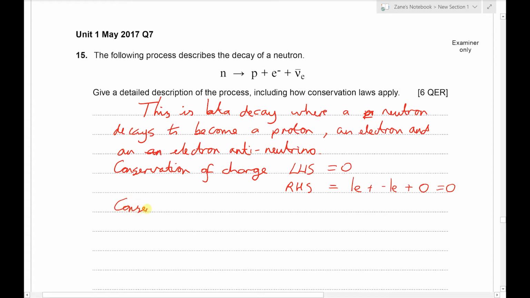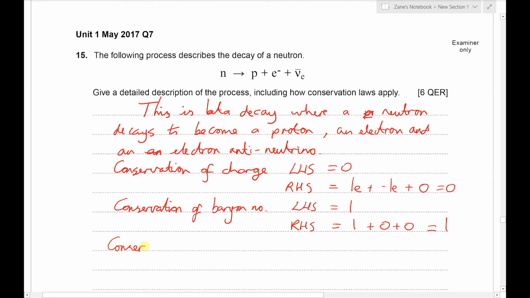We can also apply conservation of baryon number. On the left hand side, a neutron is a baryon. On the right hand side, a proton is a baryon. An electron isn't, and nor is the electron antineutrino. Remember that baryons are particles made up of 3 quarks. So we've got a total baryon number of 1 on both sides of the equation.